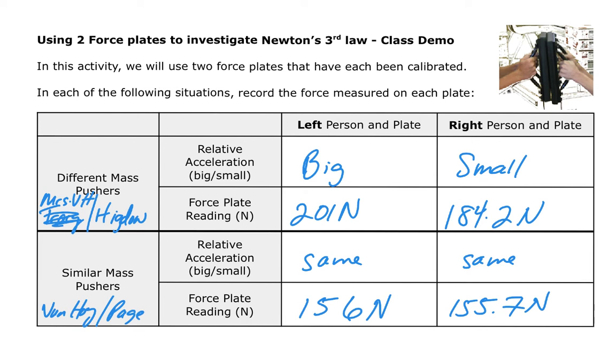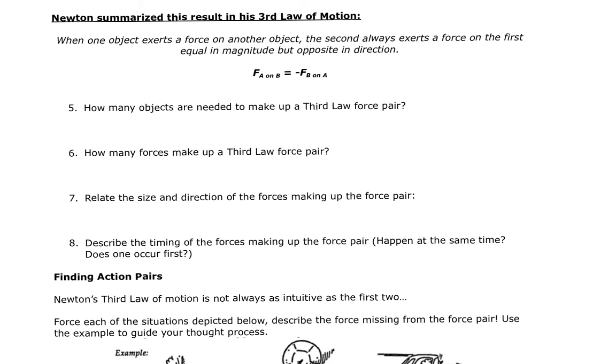She and I moved apart at about the same rate, and we also had the same force on each force plate, okay? So what we see there is equal force, but possibly different accelerations. Newton summarized this result in his third law, and the third law states that when one object exerts a force on another object, the second object always exerts a force on the first object equal in magnitude but opposite in direction. So let's see if we can explain this a little bit, okay?